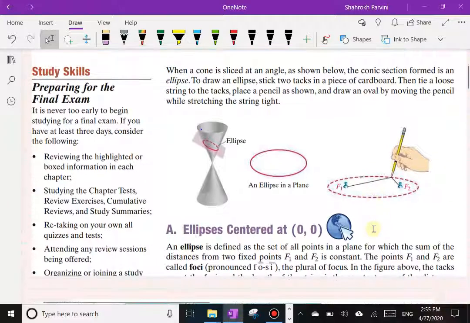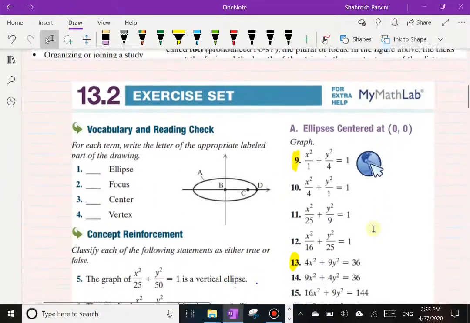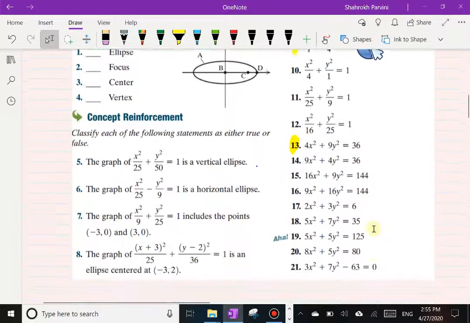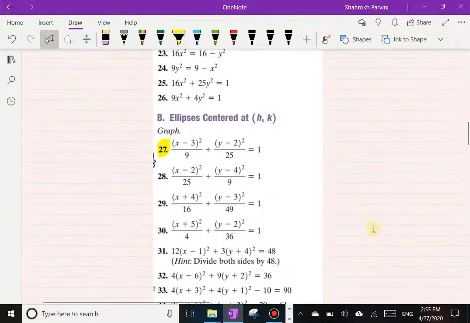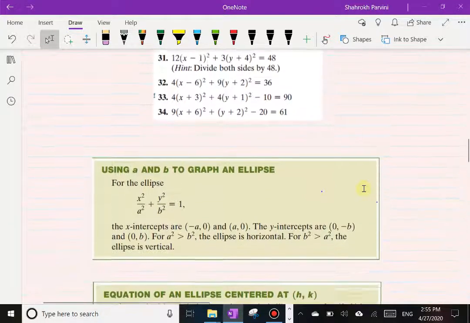Okay, now your exercises, first of all, in section 13.2, looks like you're looking at exercise number 9, number 13, and further on down you have exercise number 27. Okay, so let's take a look at how this is going to go.